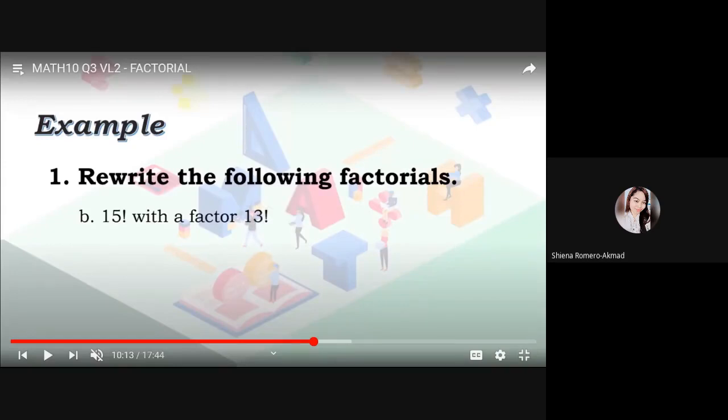Tulad ito, for letter B, 15 factorial with a factor 13 factorial. Ano kayang answer? 15 times 14 times 13 factorial. Correct. How about letter C? 10 times 9 times 8 times 7 times 6 times 5 factorial. Okay, that's correct.